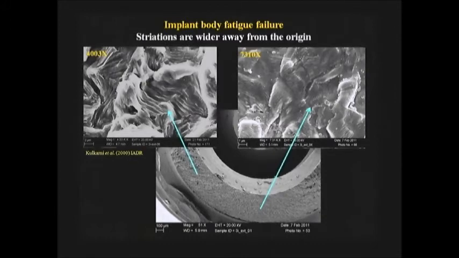And then if we look farther away from the failure origin, where the stress intensity factor has become higher by the time the crack has reached there, you see the fatigue striations are larger in size. Okay, so this magnification is 4,000 times, and this is 7,000 times. So these fatigue striations are much, much larger than these fatigue striations. So the crack is gaining in velocity as it gains in size.